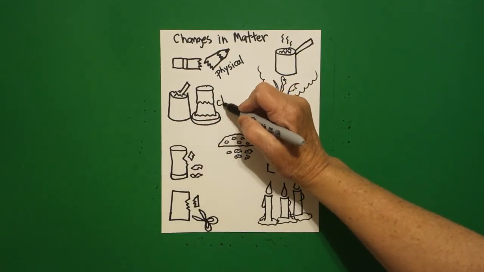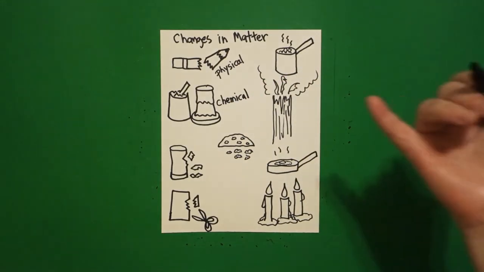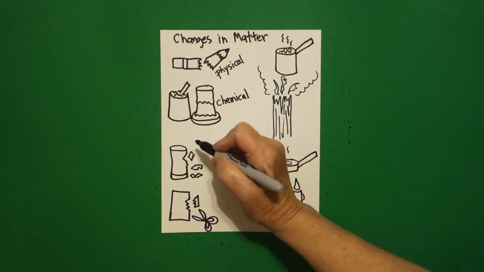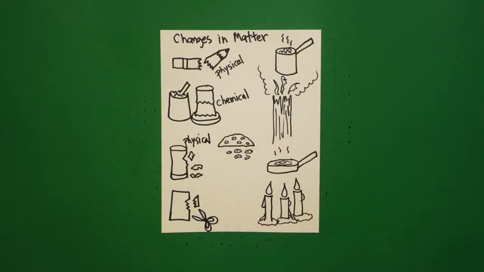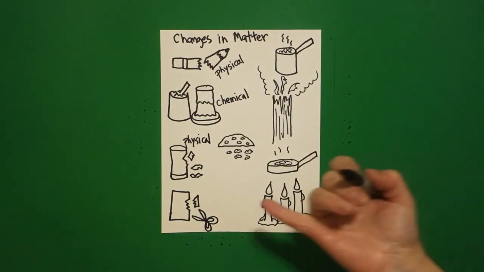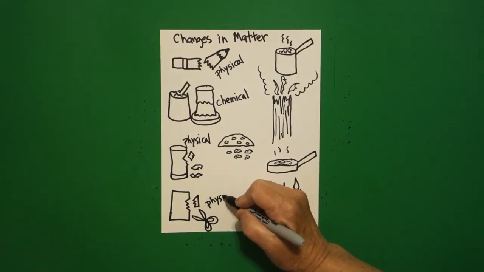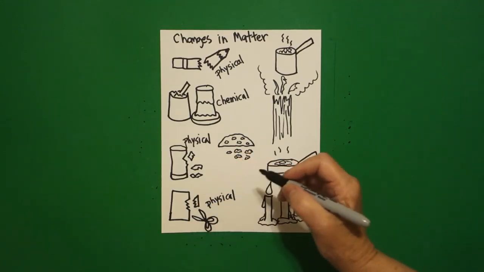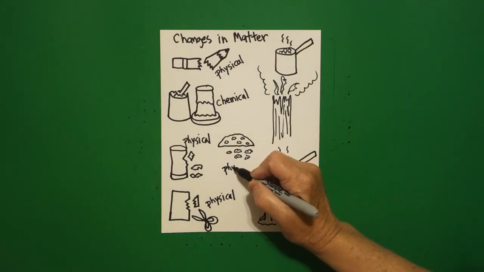So that is the change in the matter. Okay? When you come down and you break a glass, that's all the chips and stuff, that's a physical change. Okay? When you cut a piece of paper, that's also a physical change. Because the matter's not changing. Okay? If a cookie crumbles, you got little crumbles, but no new substance is made. That is a physical change.